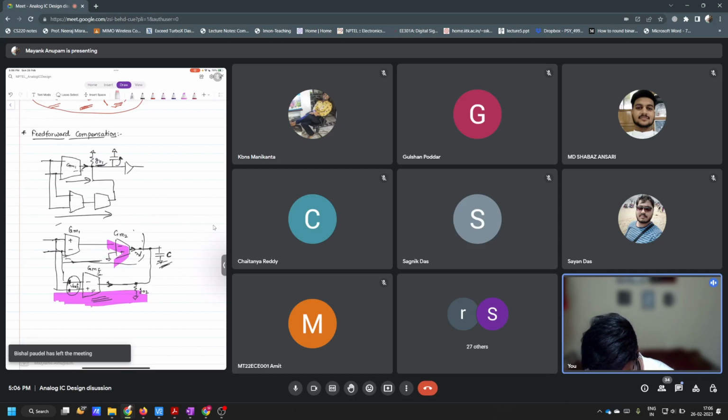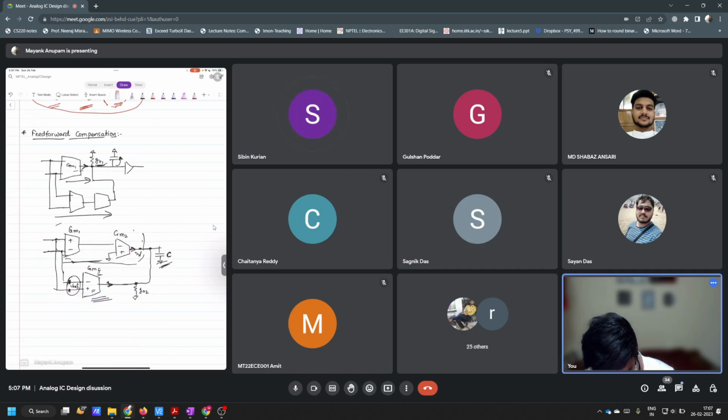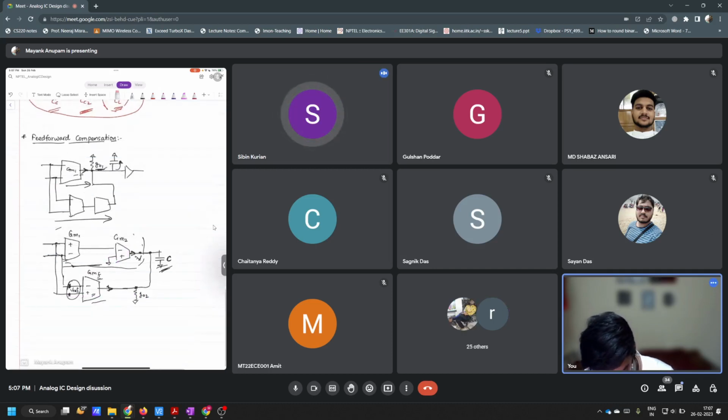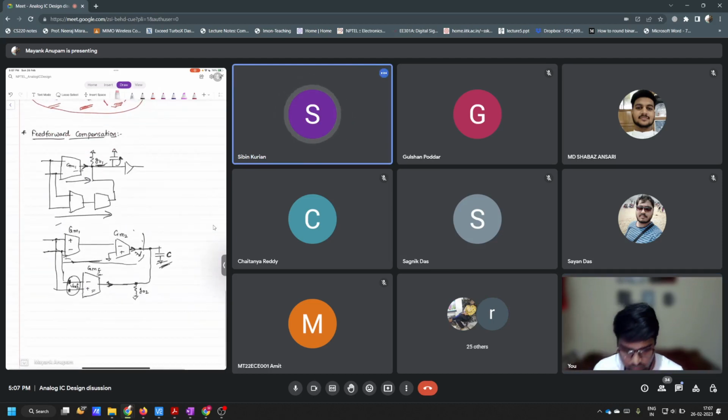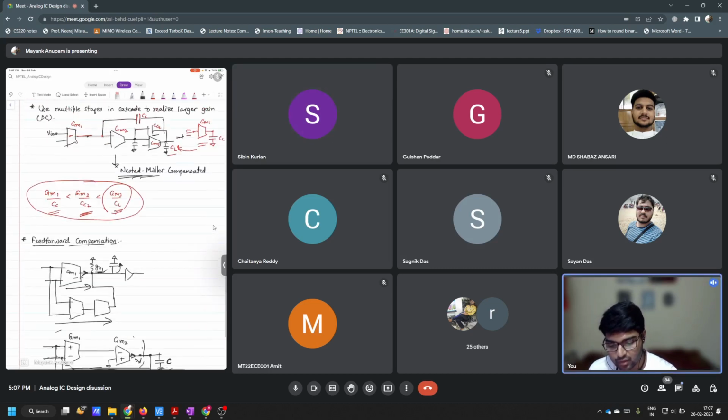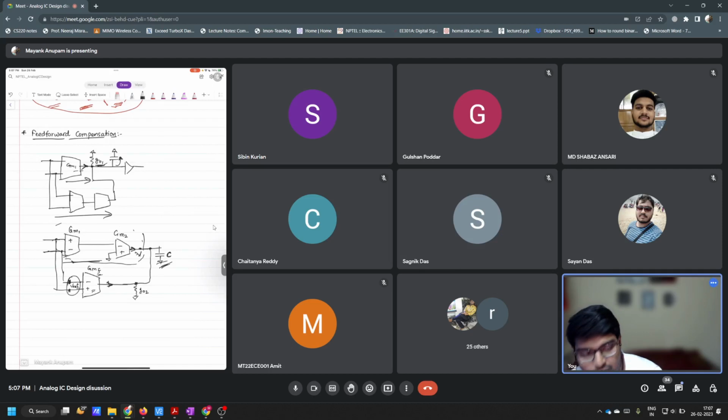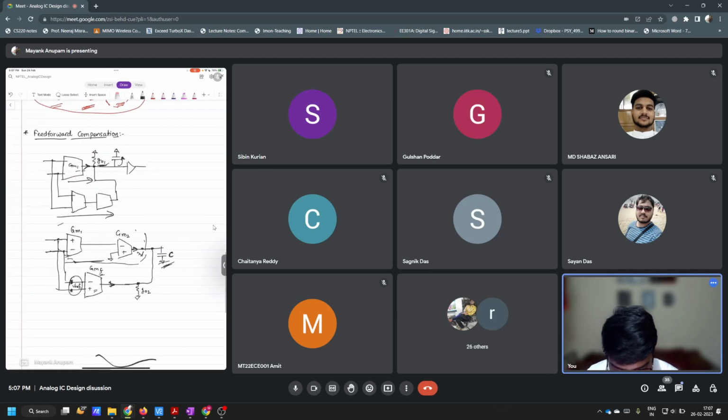Sir, I have a doubt: how do we plan to make the feedback loop much faster? So what do you mean by speed of a feedback loop? What is the measure of the speed of a feedback loop? How do you measure it? UGB. Yes, correct, exactly.